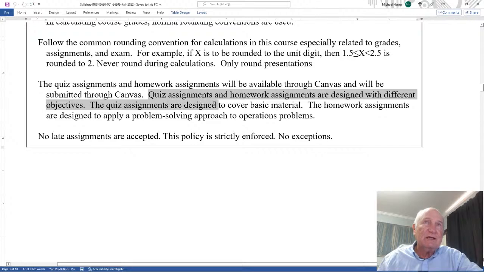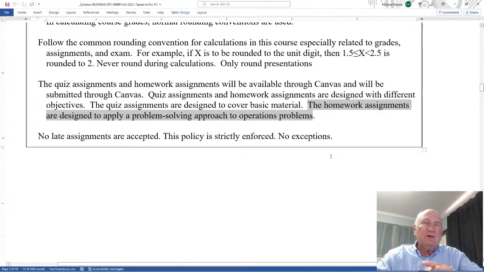The quiz assignments are designed to cover basic material, such as definitions of terms and mechanics of calculations. The homework assignments are designed to apply a problem-solving approach to operations problems, within a business environment of operations. In other words, here's the kind of scenario, the kind of environment where you would encounter these kinds of problems. So now you're beginning to apply it.